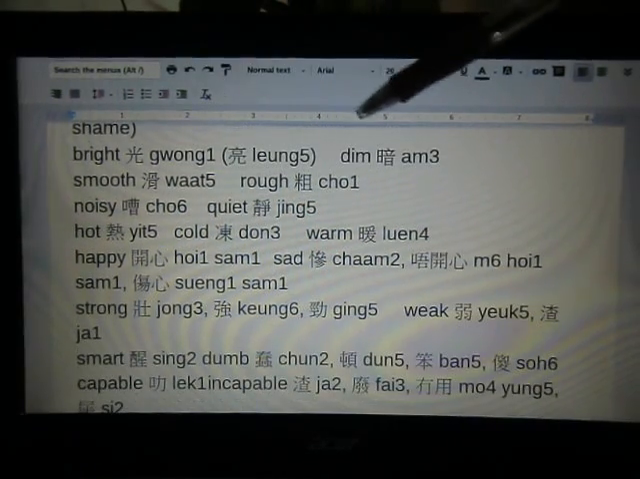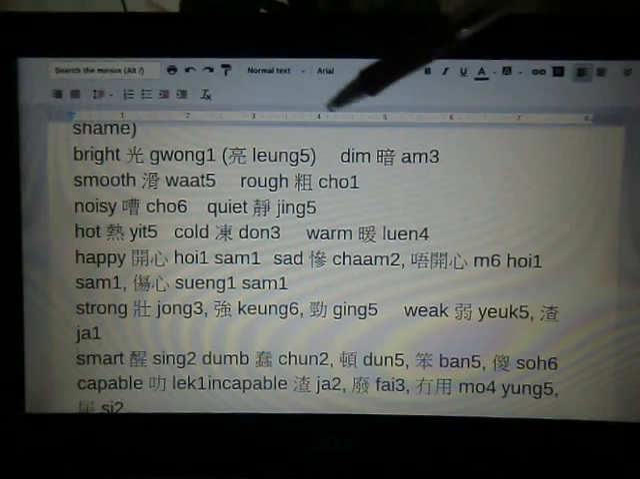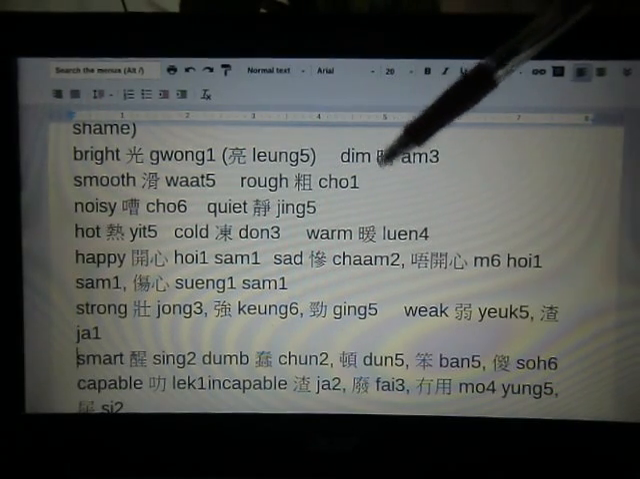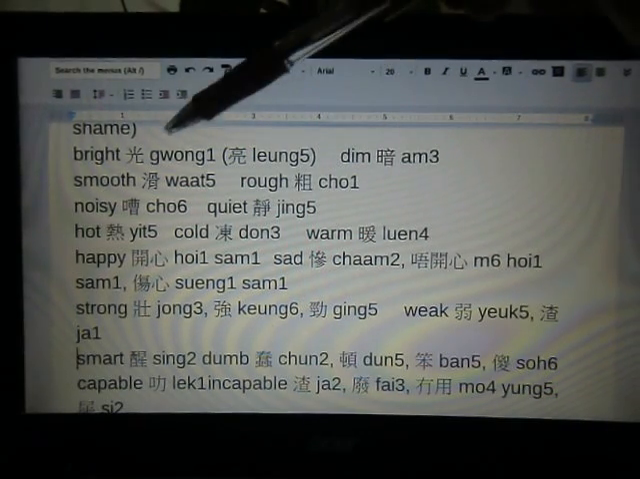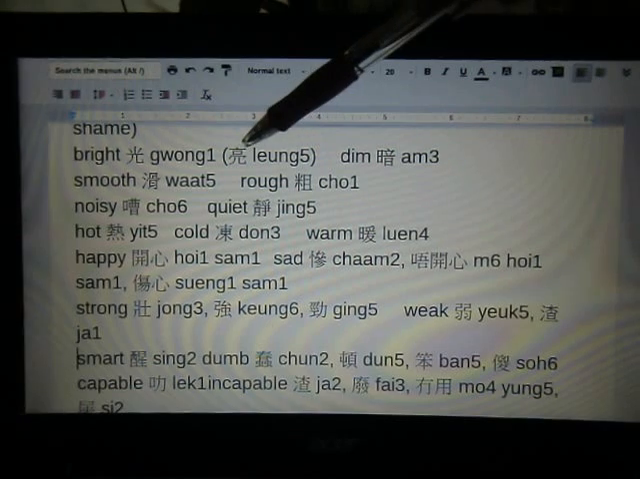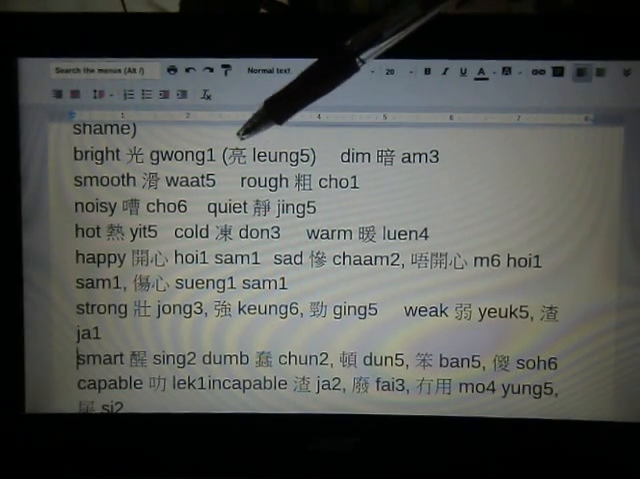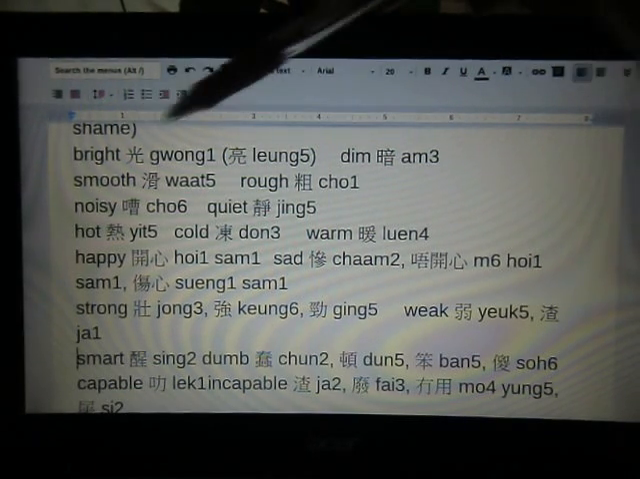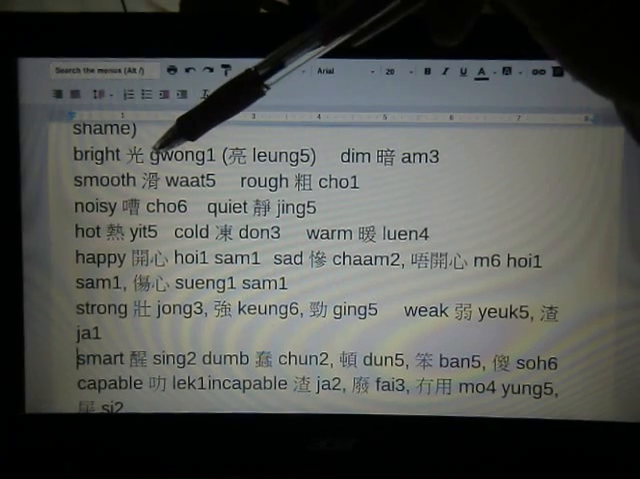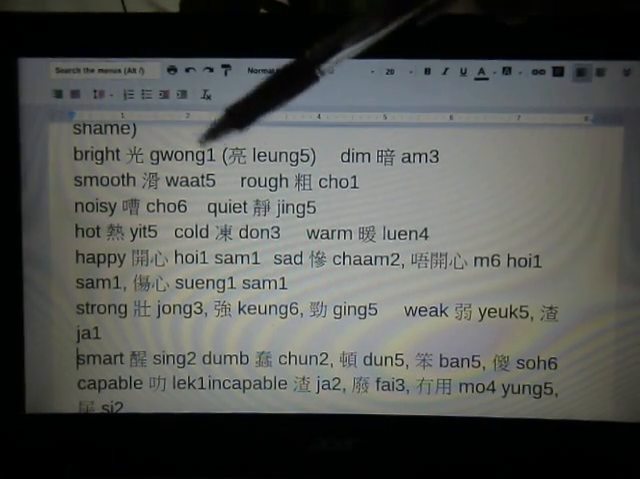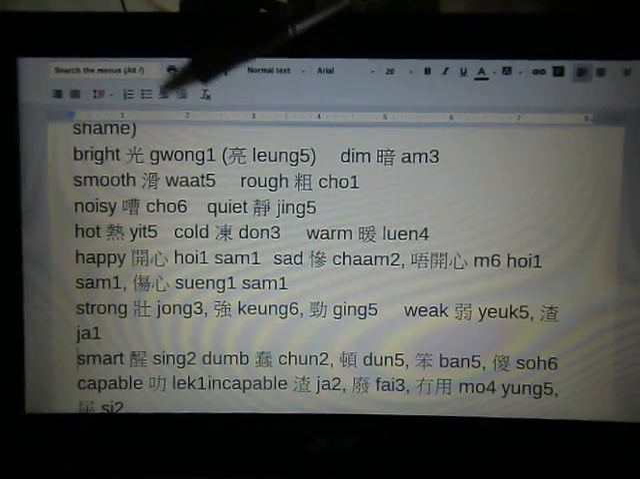And then 光 and 暗. Right? 光 means bright, 暗 means dim, without much light. And then sometimes you can use 亮, but 亮 is very Mandarin. We seldom use 亮. So most likely you use 好光 instead of 好亮. 好亮 is Mandarin. 好光 is Cantonese.